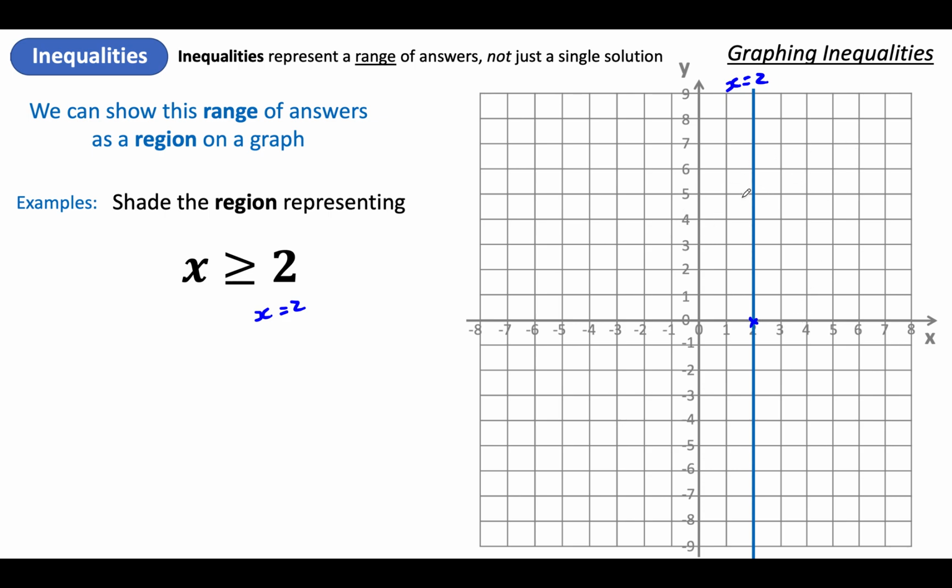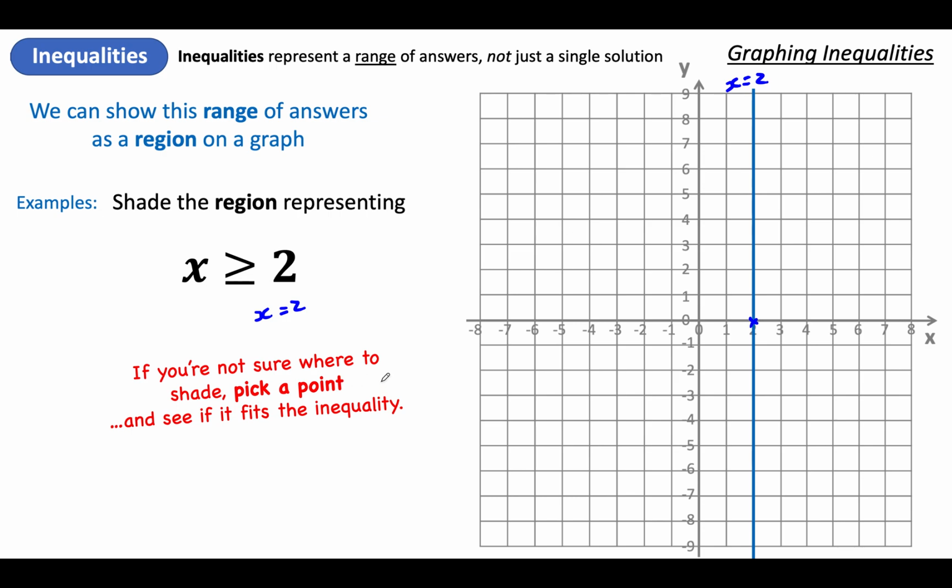And then decide which side of the graph you're going to shade. Now I want all the points where x is bigger than or equal to 2. Now if you're not sure, just pick a point, and see if that satisfies it. So if I pick this point here, that point is (4, 1). Is x bigger than or equal to 2? Yes, it is. So you shade that side of the graph.